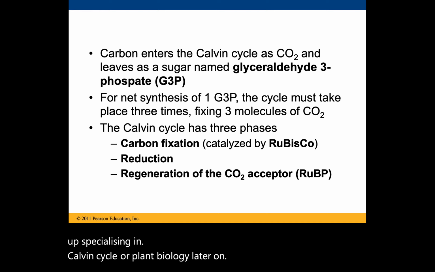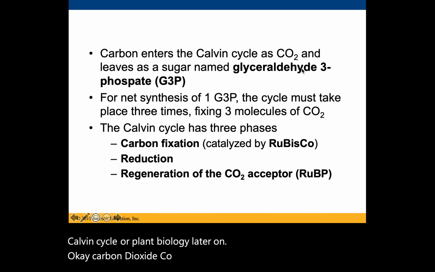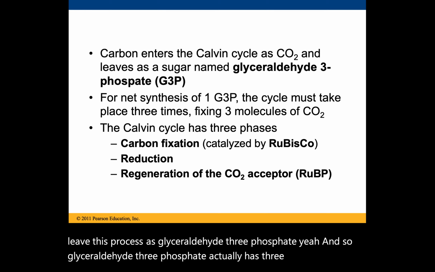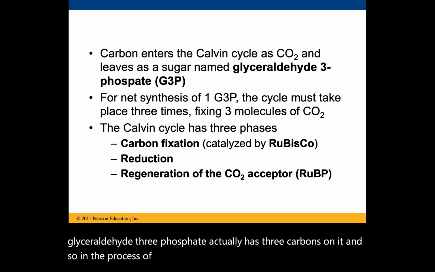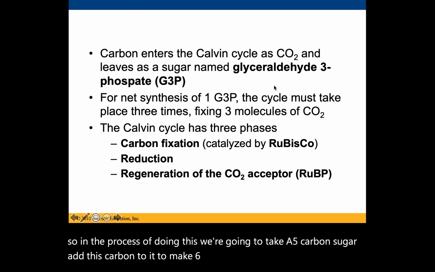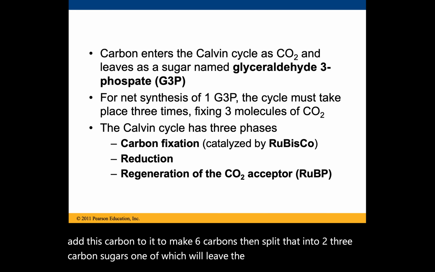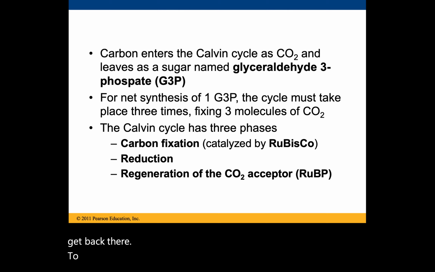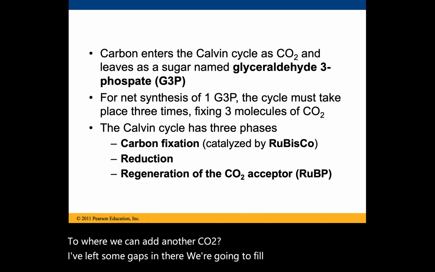Okay, so carbon dioxide, CO2, comes in, and eventually carbon is going to leave this process as glyceraldehyde 3-phosphate. Glyceraldehyde 3-phosphate actually has 3 carbons on it. So in the process of doing this, we're going to take a 5-carbon sugar, add this carbon to it to make 6 carbons, then split that into two 3-carbon sugars, one of which will leave the cycle, and the other of which will join up with something else and eventually go on, and we'll get back to where we can add another CO2. I've left some gaps in there. We're going to fill those in on the next slide.